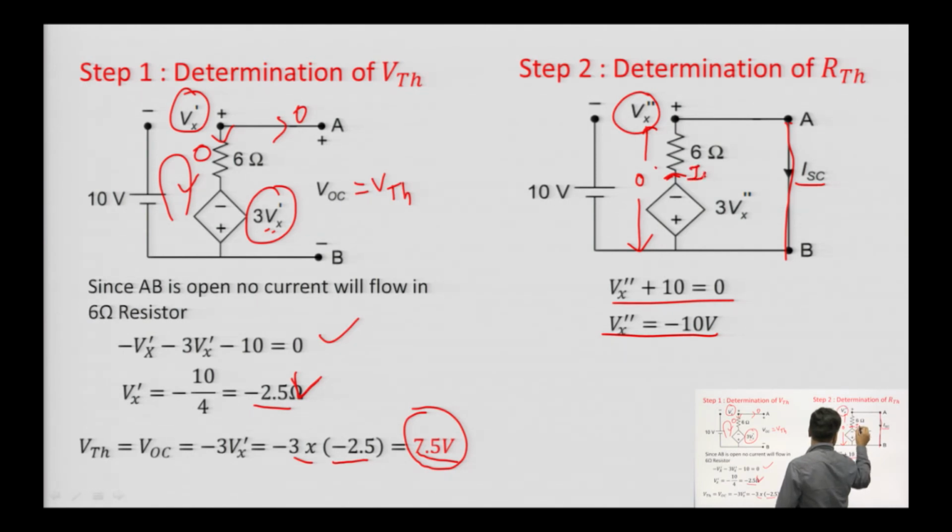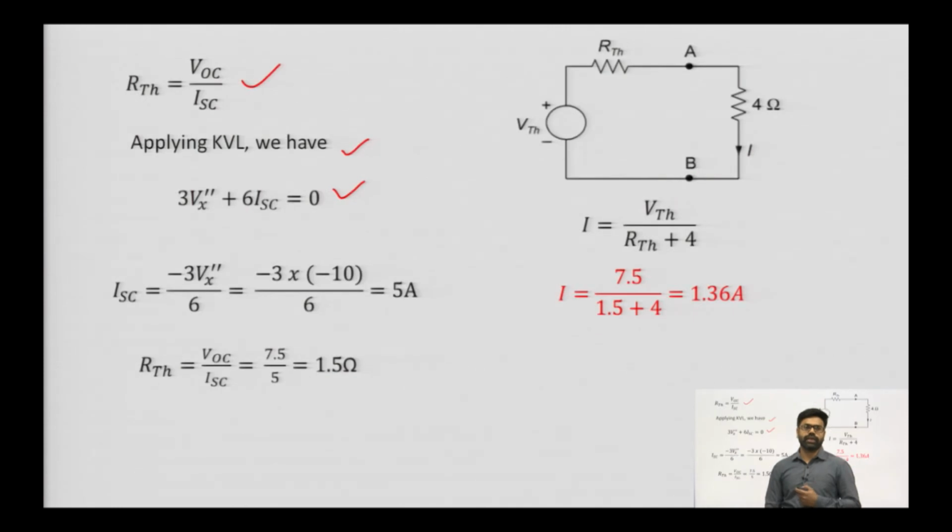We can take it as ISC. Since all the current is flowing here in this 6 ohm resistor, it is ISC. So, we can write it as 6 into ISC plus 3 into Vx double dash, and it will be equal to 0. From here we will get ISC equals minus 3 Vx double dash divided by 6.